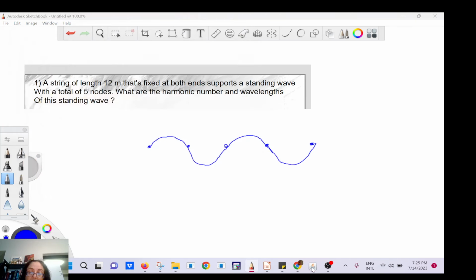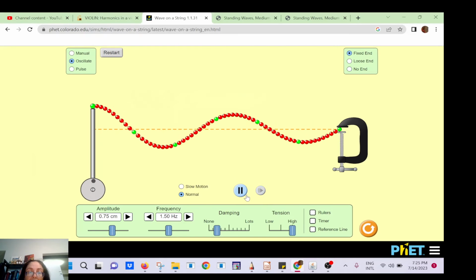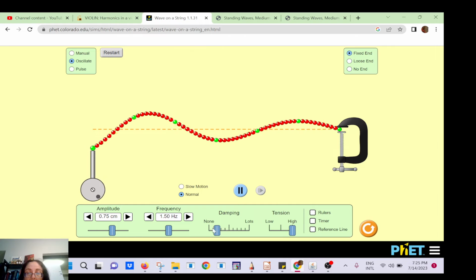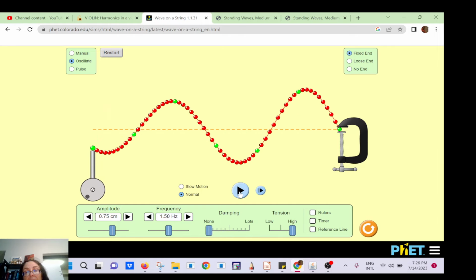Okay, I don't know if you have the simulation again. Tension low, damping. So those points here that are not moving, they are called nodes. So you don't count this part here because this part is the driver. So here you have 1 node, 2 nodes, 3 nodes, 4 nodes, but you have 1 antinode, 2 antinodes, 3 antinodes. So that's going to be the third harmonic.